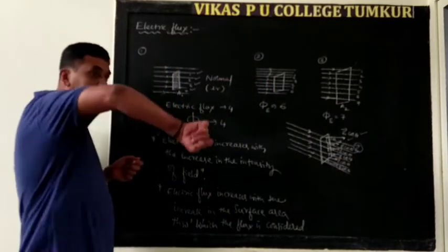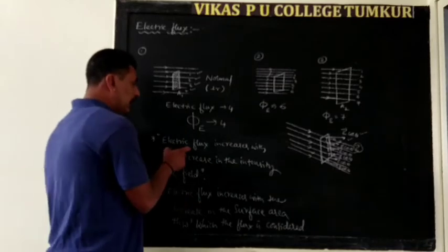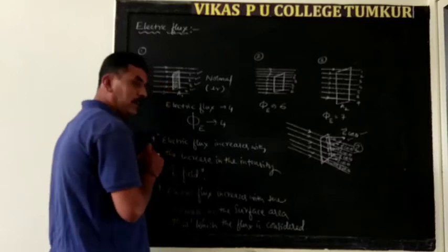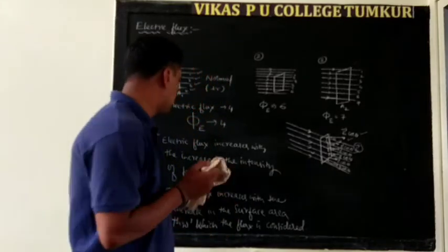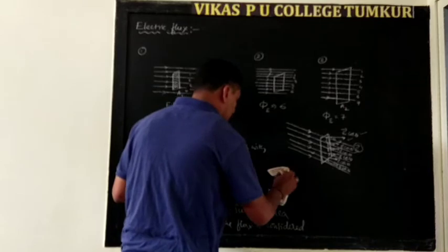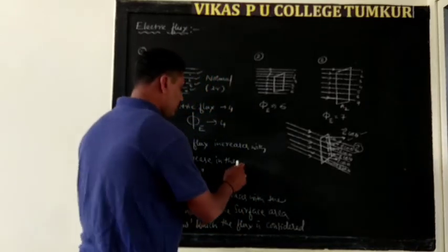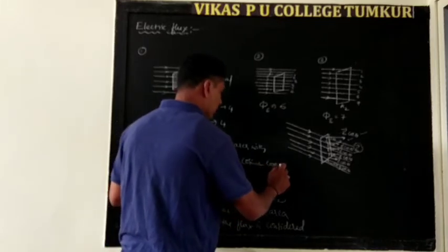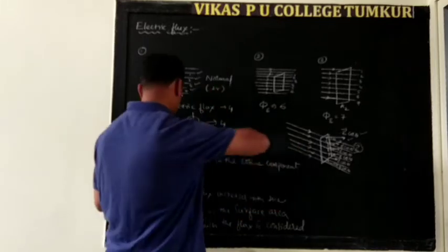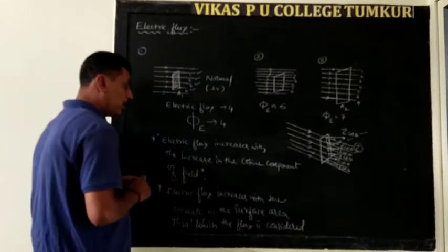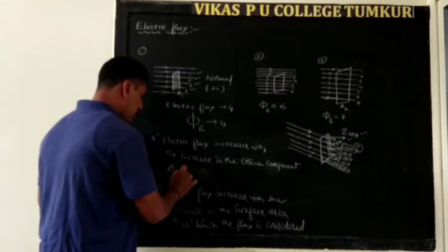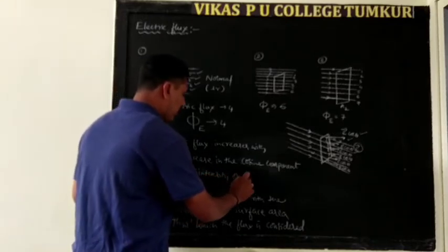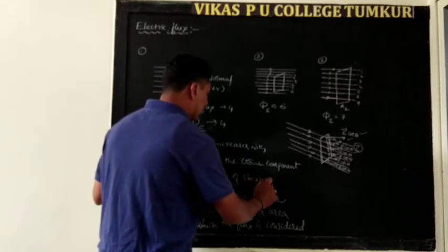So, I will make a correction. What correction? Electric flux increases with the increase in the intensity of the field. Instead, I will write: increase in the cosine component of the intensity of electric field.